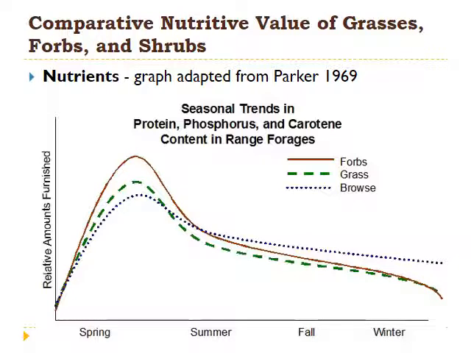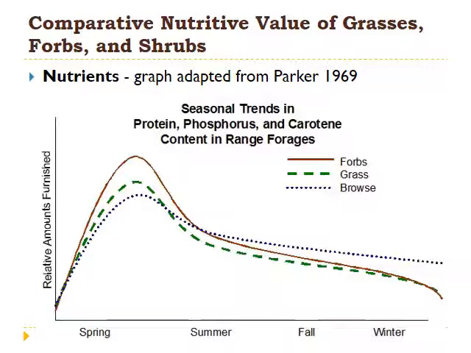Now, still moving on this idea of comparative forage value, this time of grasses, forbs, and shrubs, let's take a look throughout the season in the nutritive value. So again, nutritive value, I'm going to focus on protein, phosphorus, and carotene, or vitamin A, in range forages. This was a graph that was created in 1969, so it's been around a long time, and it's just kind of my rendition of it.